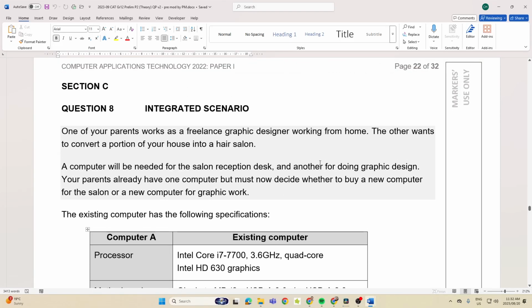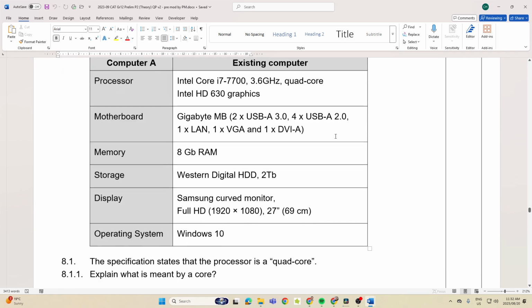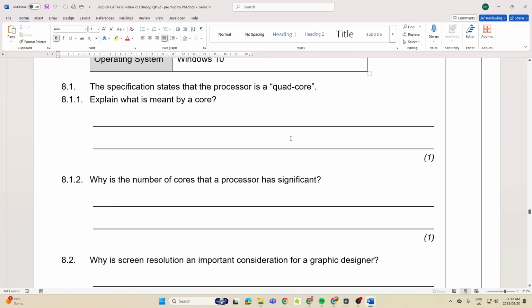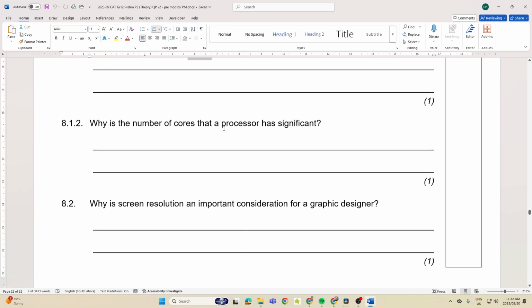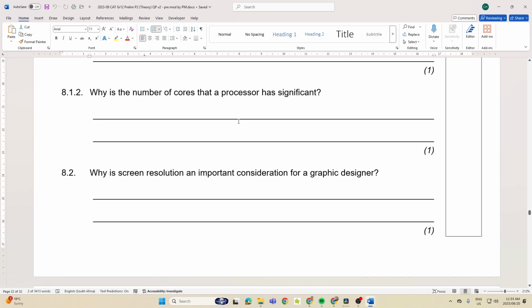Now let's see if the same was done in 2023. Okay, so already specs of the PC and asking you questions on that. What is meant by quad core? Okay, or sorry, they're looking at the term quad core. What is meant by a core? That's an independent processing unit in the processor. Why is the number of cores that a processor has significant? Well, it just enables the processor to execute more instructions concurrently. So they're able to do more at the same time.